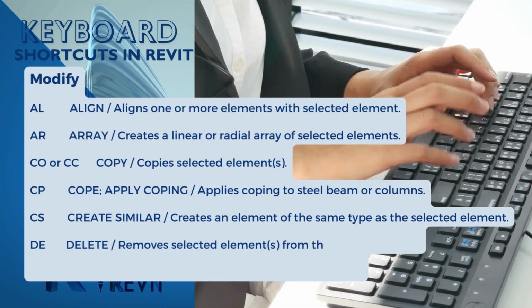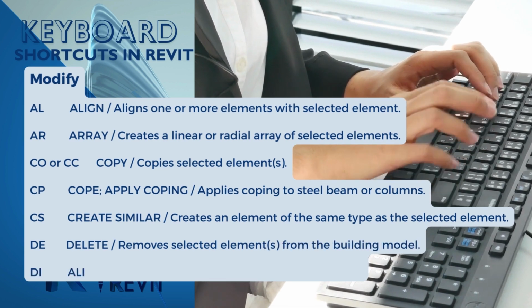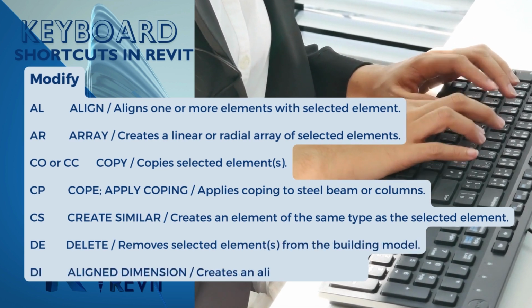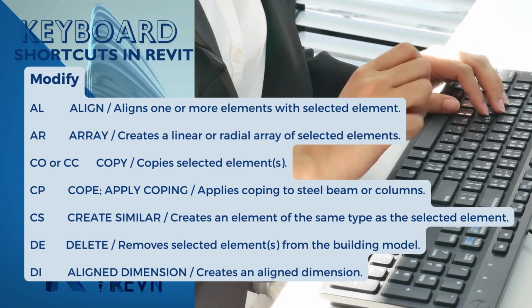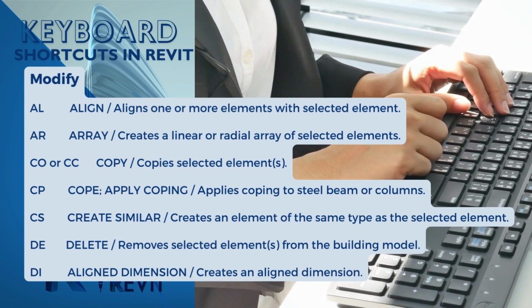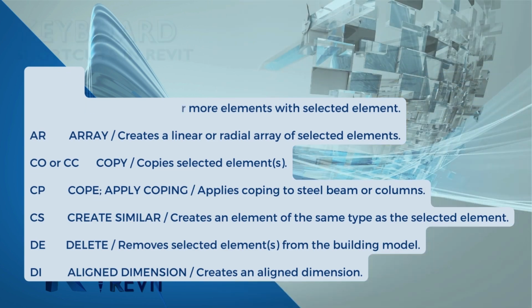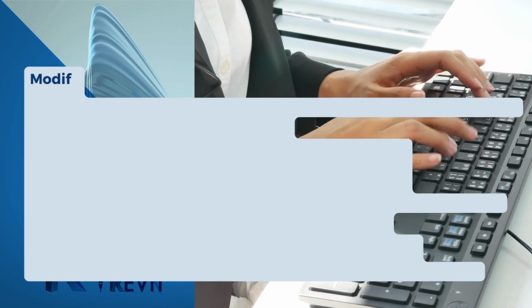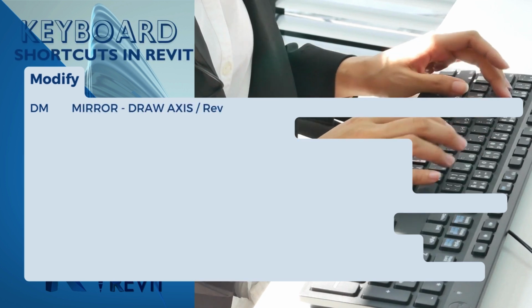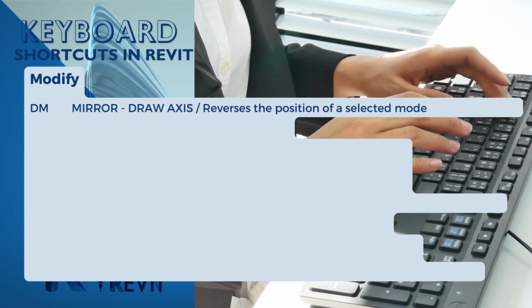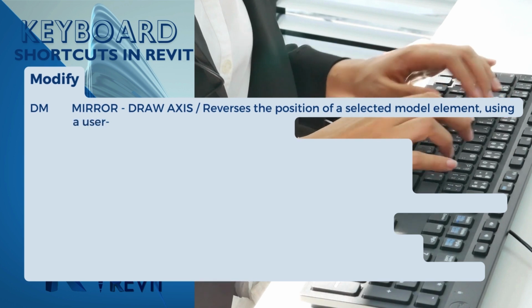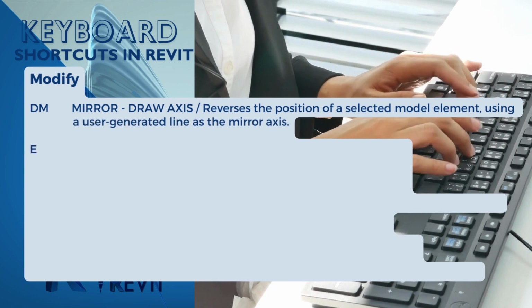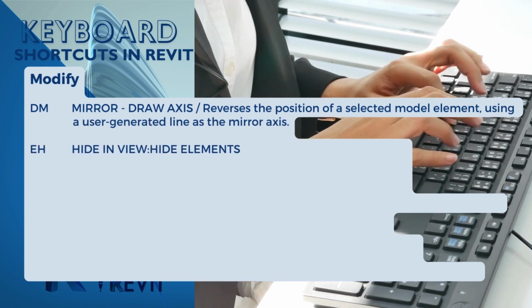CS. Create similar. Creates an element of the same type as the selected element. DE. Delete. Removes selected elements from the building model. DI. Align dimension. Creates an aligned dimension. DM. Mirror. Draw axis. Reverses the position of a selected model element, using a user-generated line as the mirror axis.